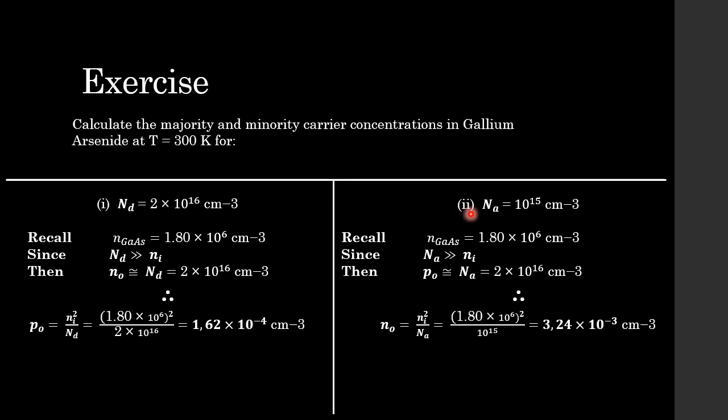For the second part, we have an acceptor concentration of 10 to the 15, which is much greater than 10 to the 6. Therefore, we can estimate our hole concentration to be approximately equal to our acceptor concentration. Therefore, we can calculate our electron concentration, 3.24 times 10 to the minus 3.